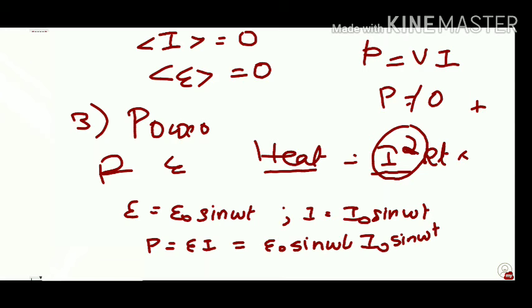Now I am going to bring some terms closer. That is epsilon naught I naught, I am bringing it closer, and then it is sine squared omega t. Now that is power. That is instantaneous power. When you are asked what is average power, what would you do?